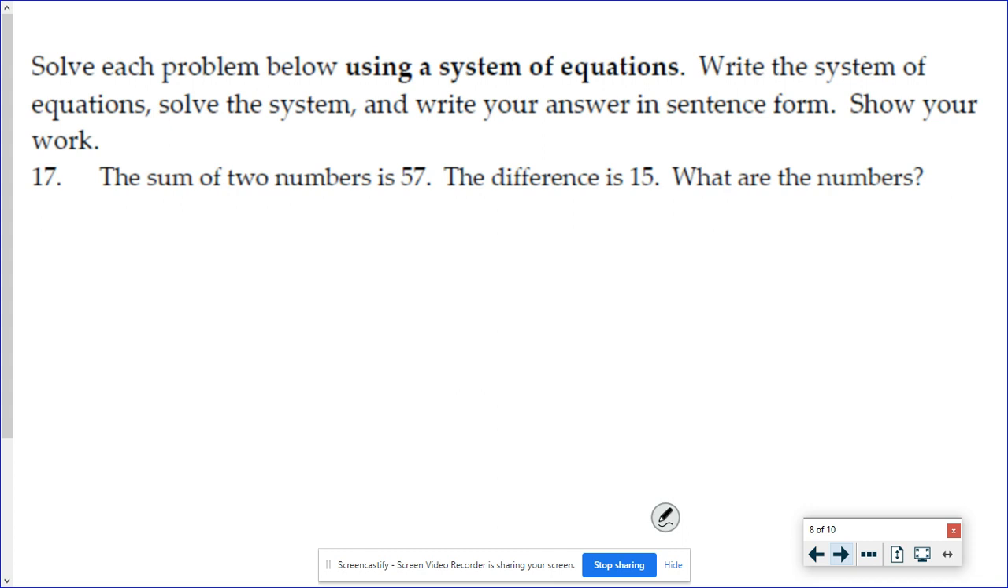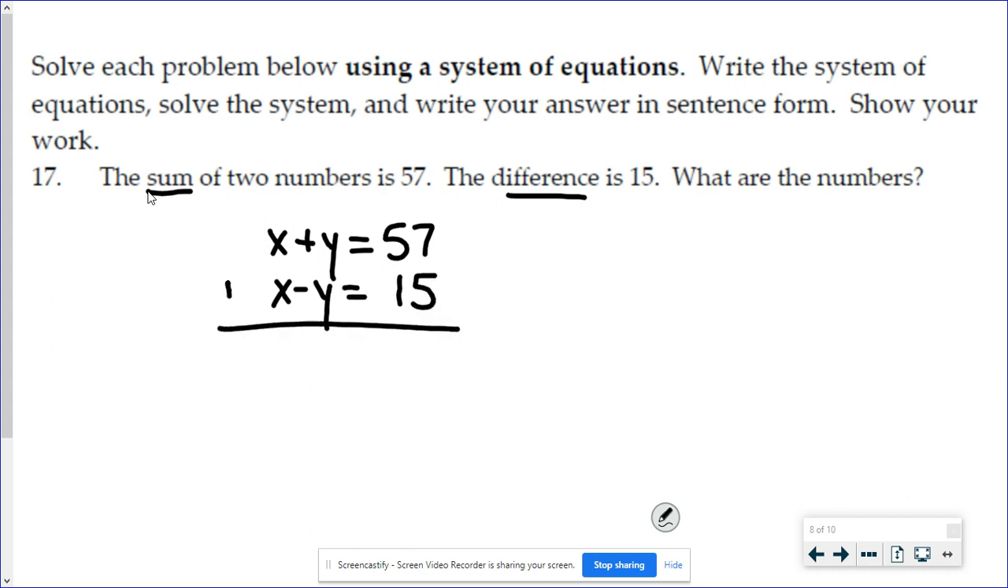Please write the equations. I know that some of you are really good at crunching numbers in your head, and you think just by coming up with answers, that's good enough. That's not the point of this. It's not to see how good you are at that. It's to see if you can write equations and solve a system. So when I say the sum of two numbers, that's x plus y, is 57. The difference, that's subtraction. So x minus y equals 15.